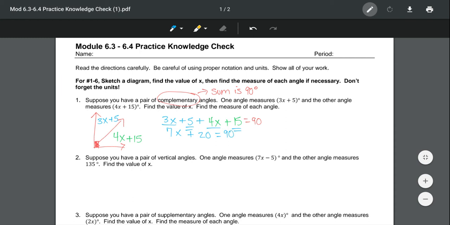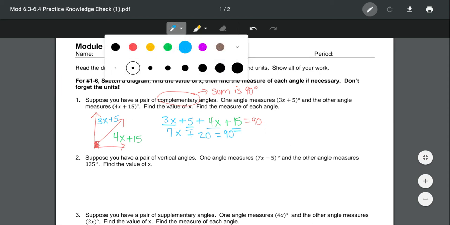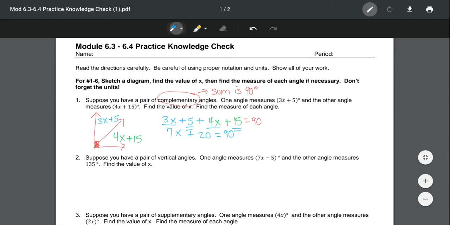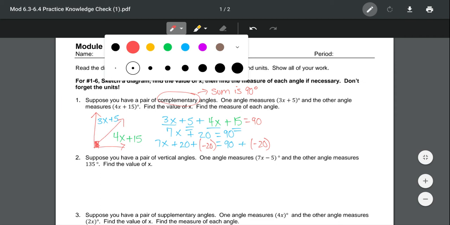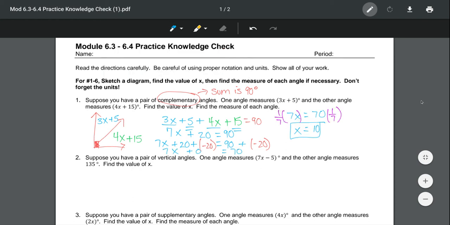So you want to solve algebraically for x. So add negative 20 to both sides. So you can pause the video at any time to solve this algebraically and then check your answers once you're done solving. So you end up getting that x equals 10. So once you have that x equals 10, you want to find the measure of each angle as instructed.